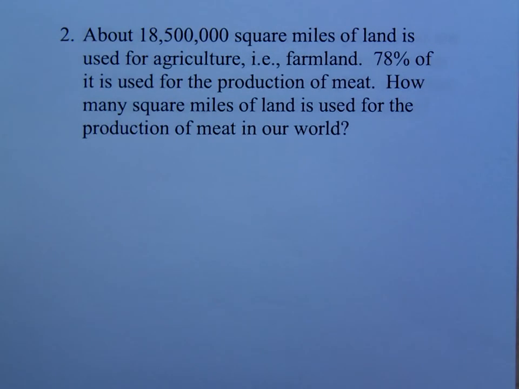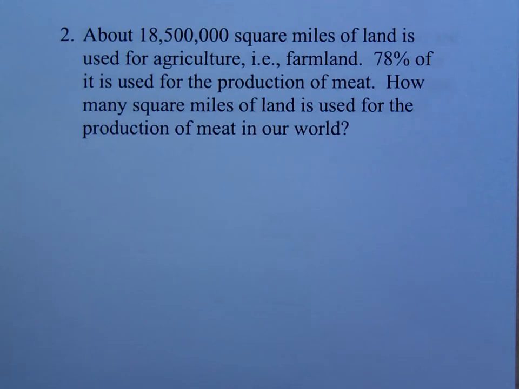So here, number 2 says 18,500,000 square miles of land is used for agriculture, farmland, whether you're raising crops or it's dealing with pasture land for animals. Now, 78% of farmland is used for the production of meat. So I want to know how many square miles of land is used for production of meat in our world.